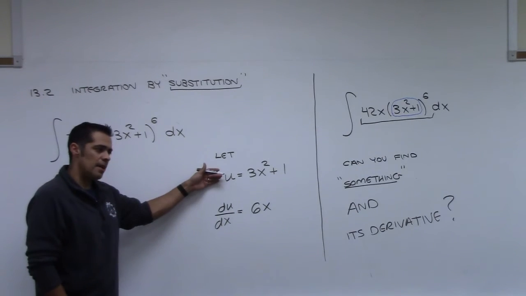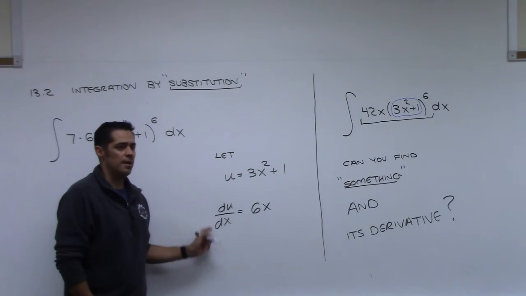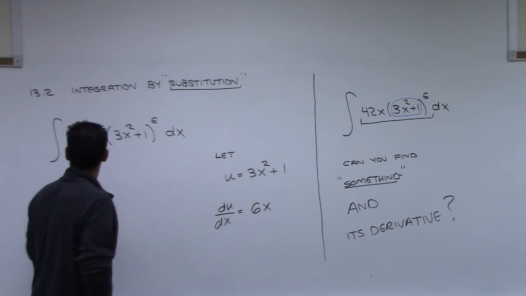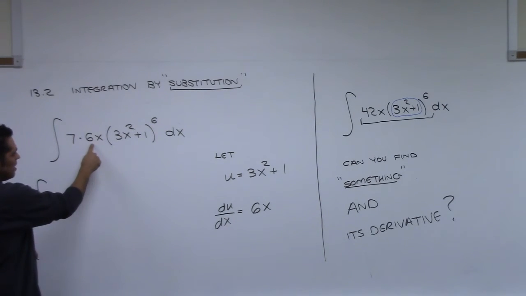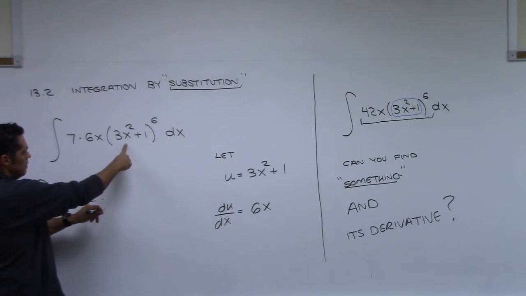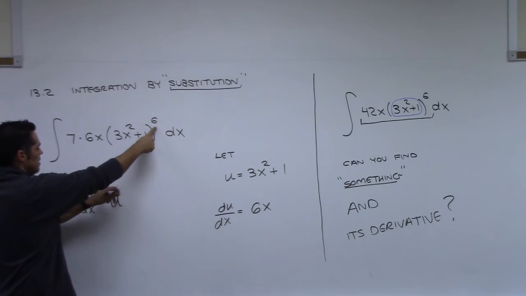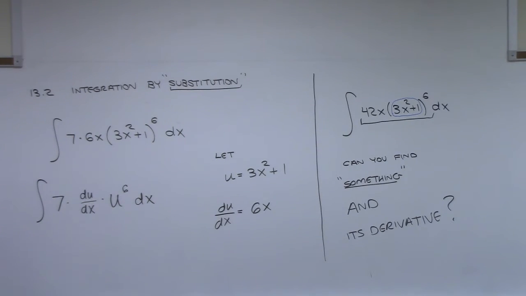So I'm going to replace everything. I'm going to replace this with u, and I'm going to replace 6x with this. Oh, man. And watch what happens. This integral becomes 7. What's 6x being replaced with? du over dx. What's that being replaced with? u to what power? 6th, and then I still have dx, don't I? Do y'all see that? You see the dx's cancel?